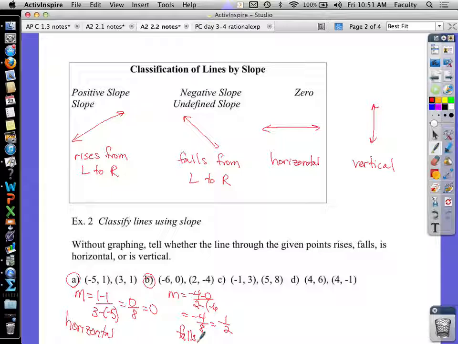Letter D ends up being negative 7 over 0. Do not write that in an answer blank for the slope. If 0 is in the denominator, you cannot divide by 0. It's called undefined. So make sure never, ever leave negative 7 divided by 0 as your slope answer.